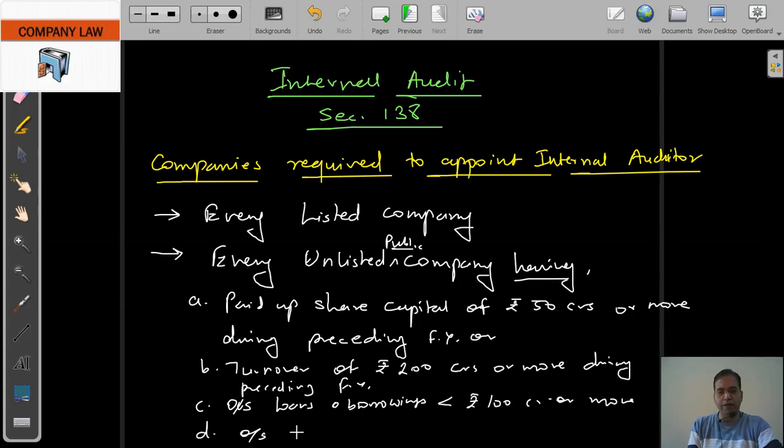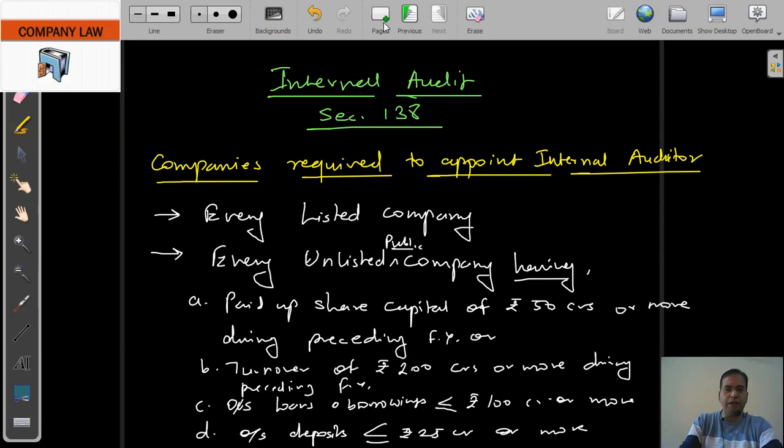outstanding deposits of rupees 25 crore or more. Okay, so this is for every unlisted public company.